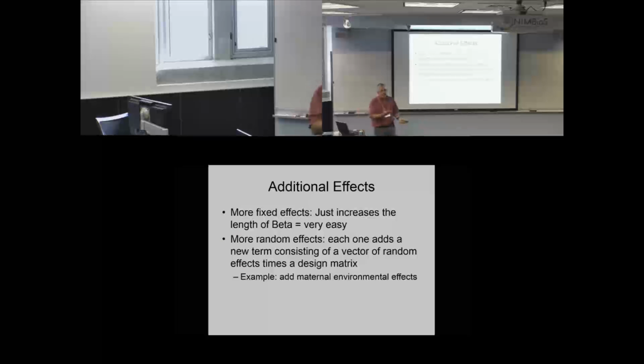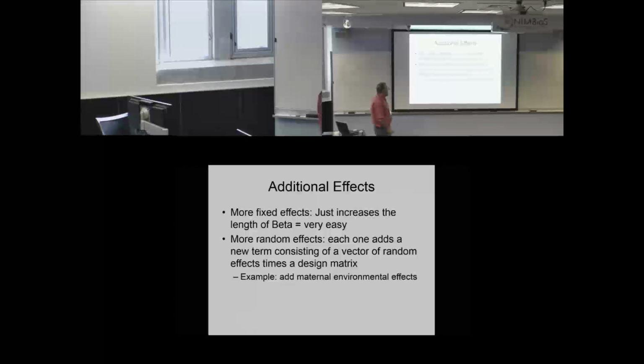Okay, well that was a very simple example. We were only interested in one random effect, the additive effects, and only one fixed effect. If you have more fixed effects, let's say you've got location and temperature and humidity that you're going to treat as fixed effects, that's relatively easy to take care of. You just increase the length of the beta vector. It just gets longer and longer the more fixed effects you add.